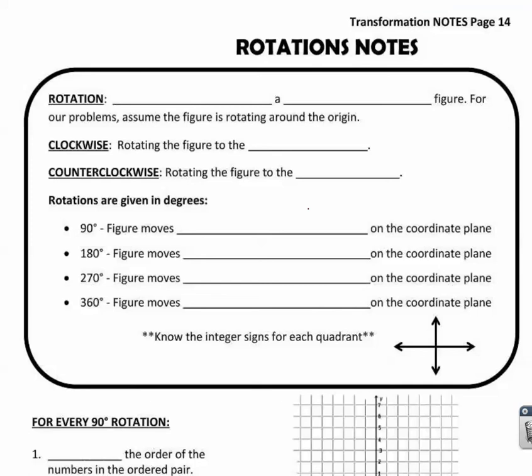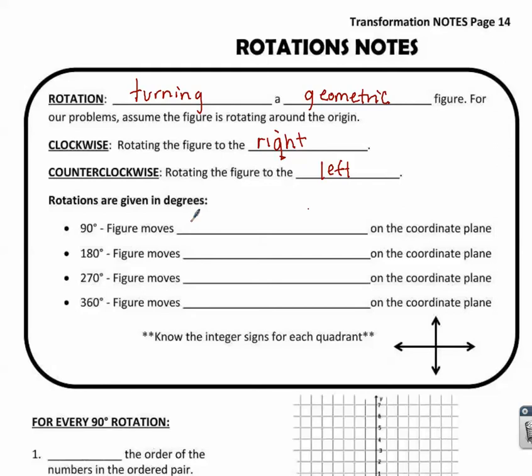Today we're going to be talking about rotations. A rotation is the turning of a geometric figure. For our problems, assume the figure is rotating around the origin. So remember, clockwise, you're rotating the figure to the right. Counterclockwise, you're rotating the figure to the left.